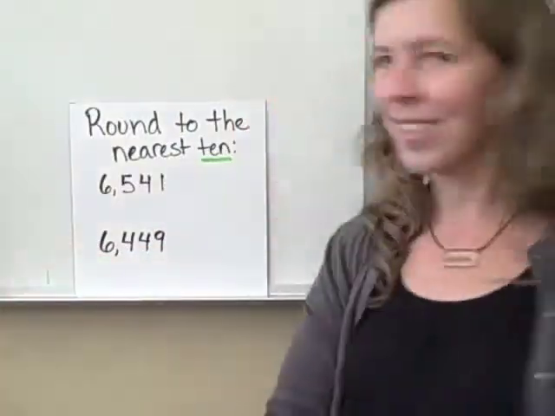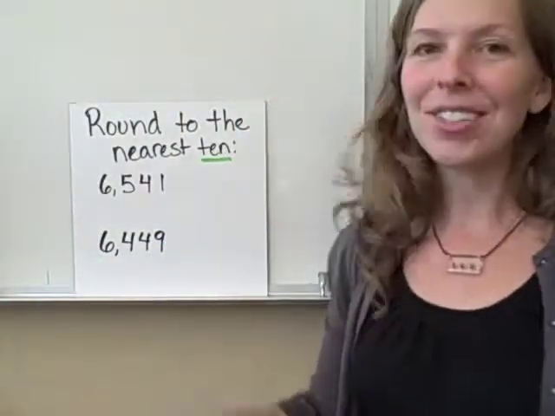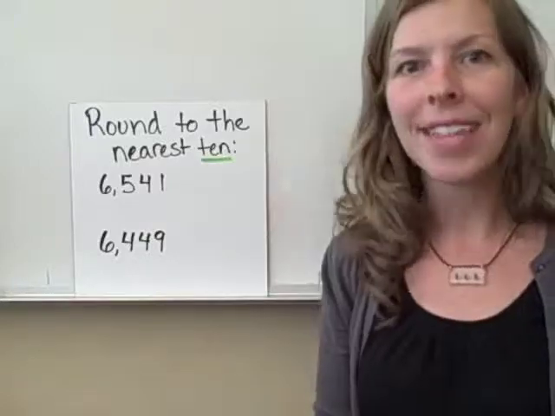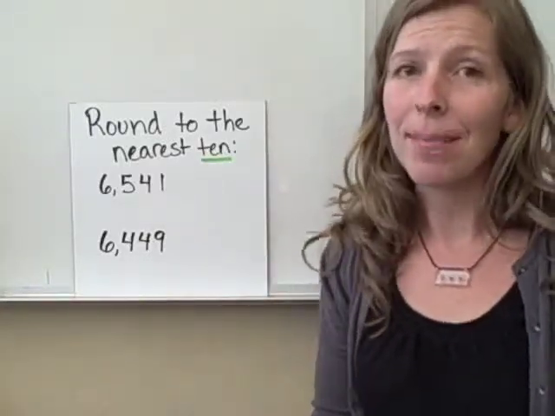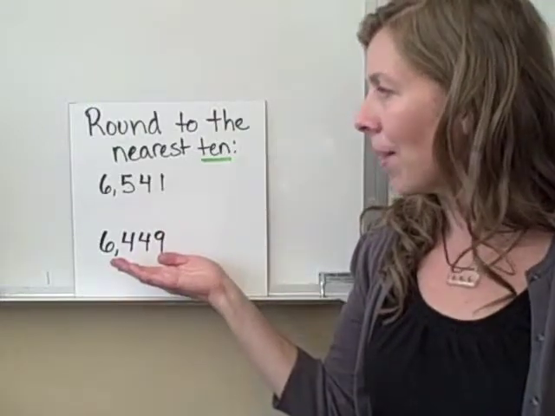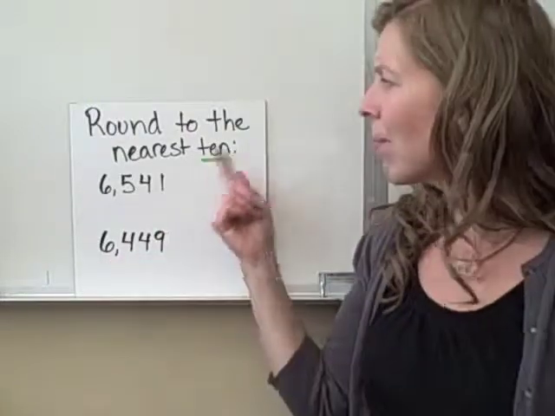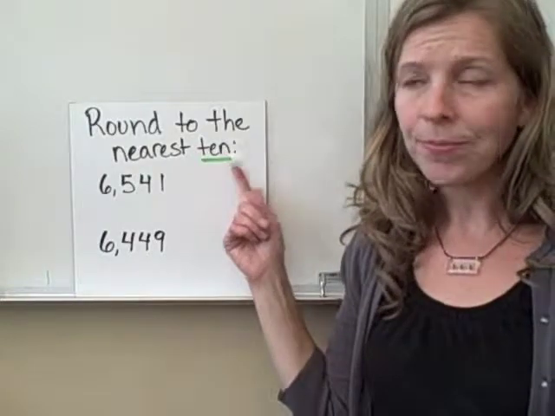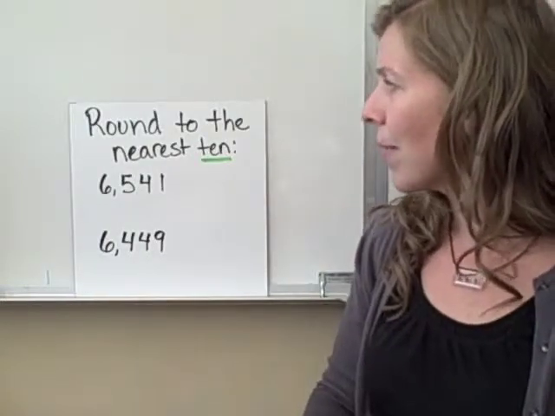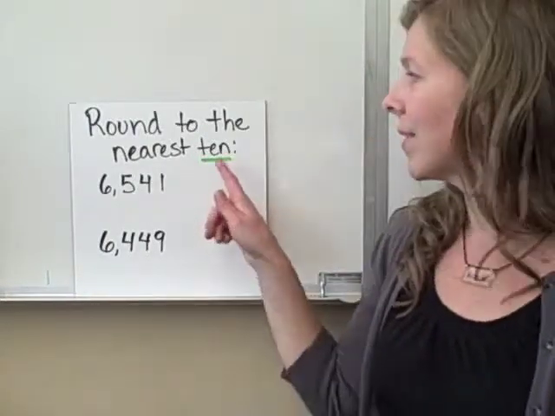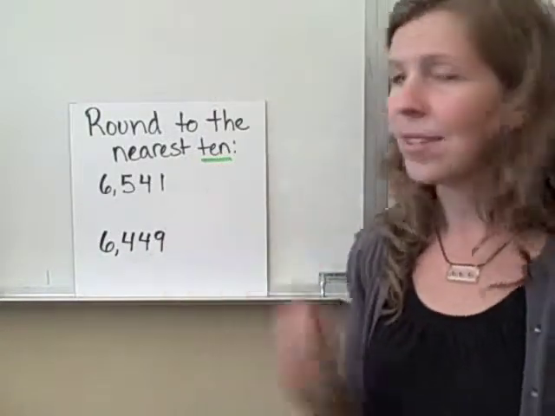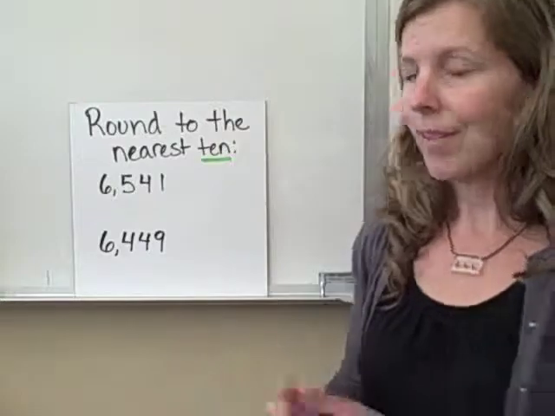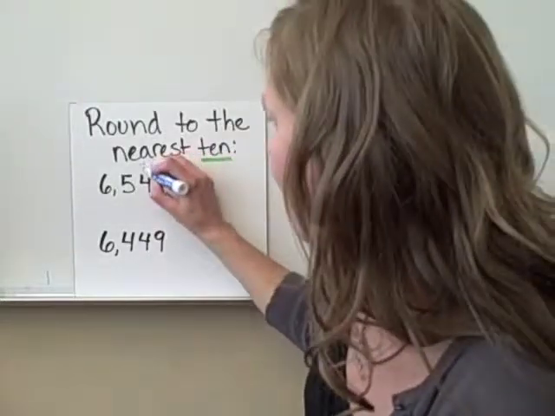Okay, let's try something else. Let's round to the nearest 10. I'm using the same numbers again. So this will sometimes happen where you'll see a number that's much larger than the place value you're asked to round to. So if we're being asked to round to the nearest 10, well, what digit's in the tens place in 6,541? Right, it's this one, right?